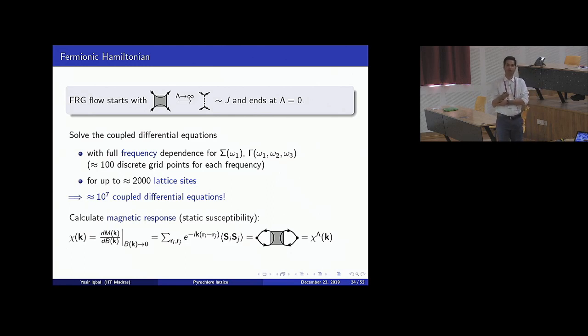And then you can solve the equations with the full frequency dependencies of the vertex functions, right? The reason why we cannot go beyond the two particle vertex is simply a computational problem. The three particle vertex would be a function of five frequencies, and the memory requirements would simply go out of hand. And the thing that we are computing is basically the static susceptibility, so we compute the dynamical structure factor at zero frequency as of now.